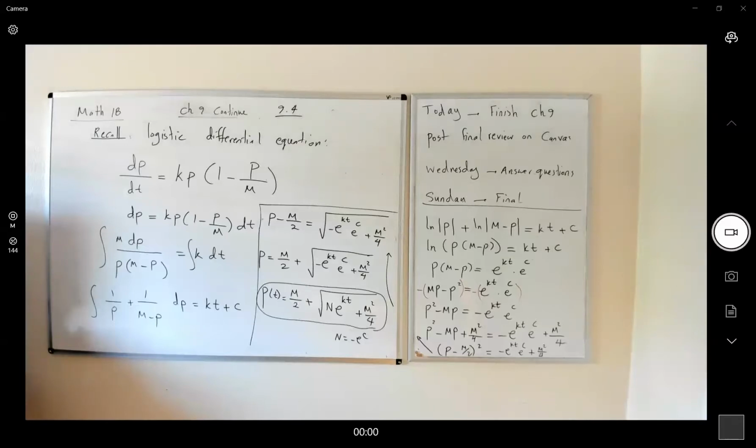So again, for this class, it's not very essential. If you're taking a differential equations class, these are very important.